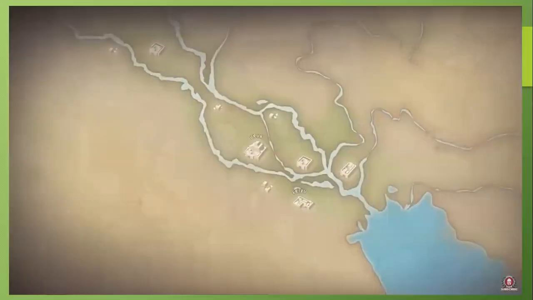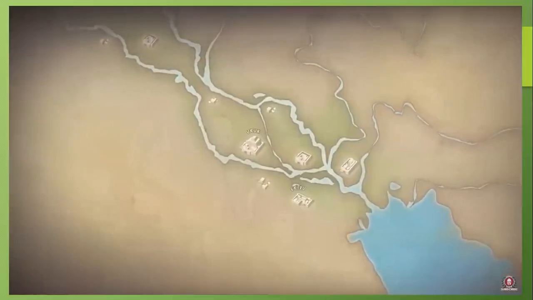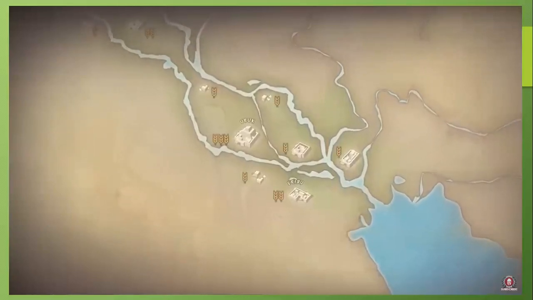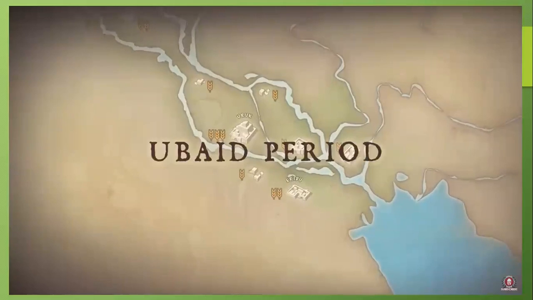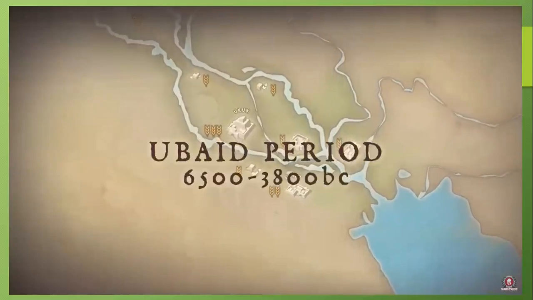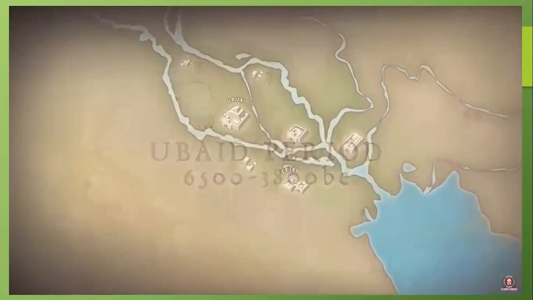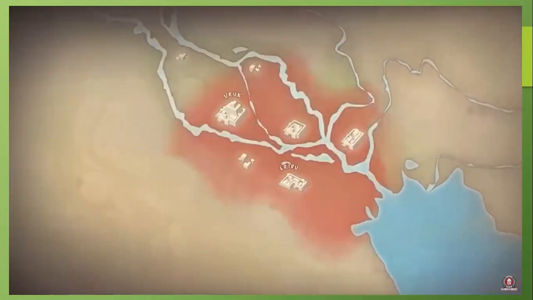Early village settlements in the land between rivers required most or all of the population to be engaged in the production of food. This was known as the Ubaid period, which lasted from around 6,500 to 3,800 BC, of which Eridu is a prominent settlement.